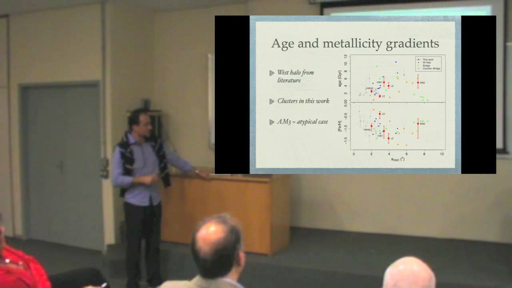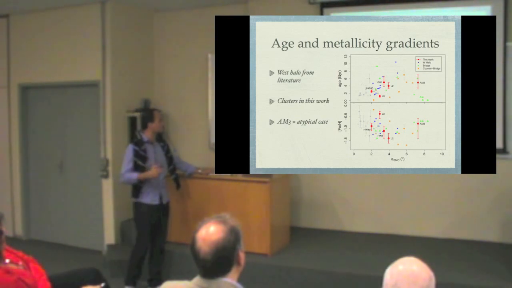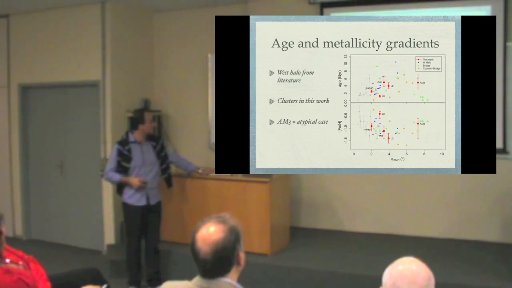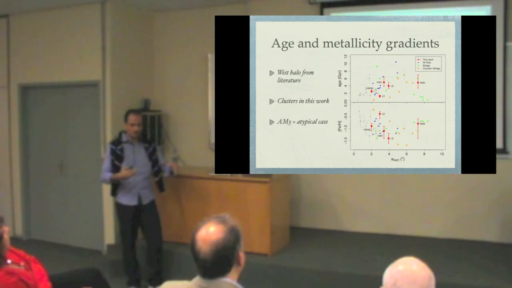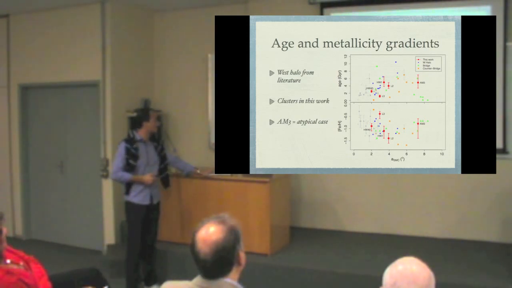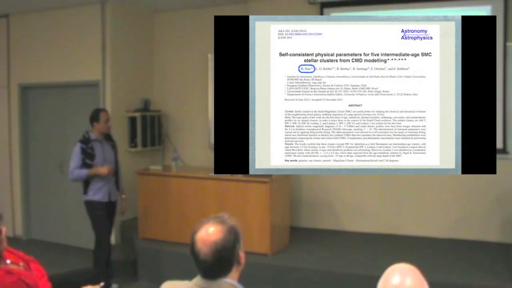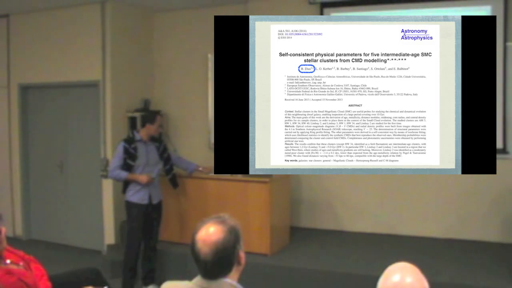So if this gradient is confirmed, it also confirms some tidal stripping in this galaxy because of the Magellanic Clouds and Milky Way interactions. So this is a good result when we are observing more clusters in this region. So these results are already published in this paper. You can check.